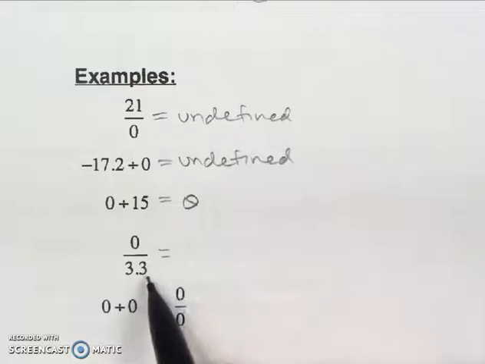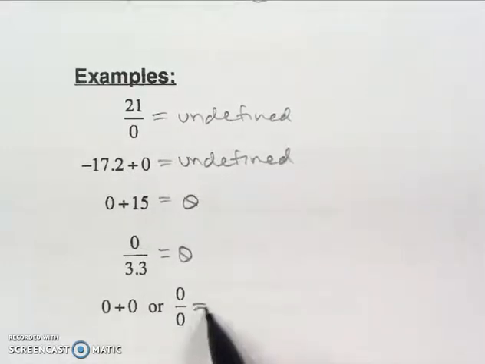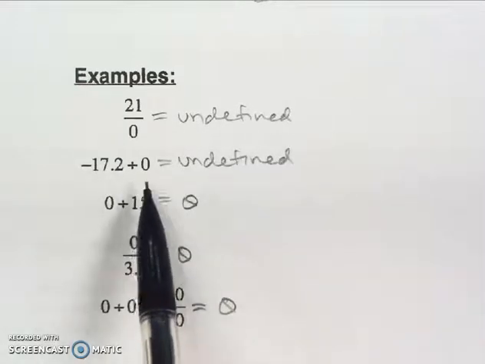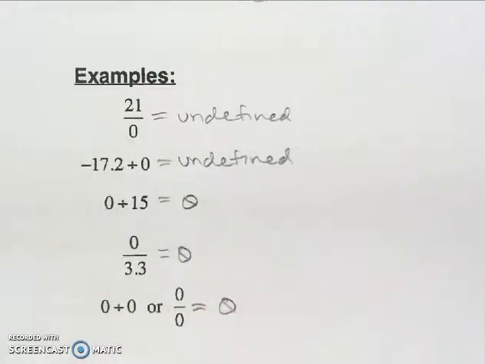What about this one? Is there something we can multiply 3.3 by to end up back at 0? Yeah, we can multiply by 0. And what about this one? Well, that's all zeros, so that's going to be a 0. Okay, but remember, a 0 behind is undefined. That's one way to remember it. But you cannot divide by a 0. That would end up in an error code.